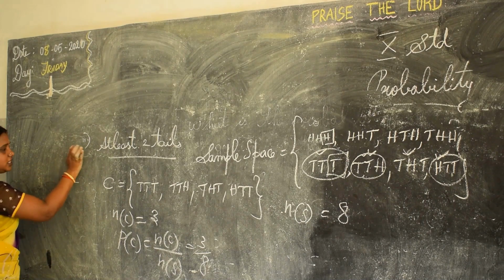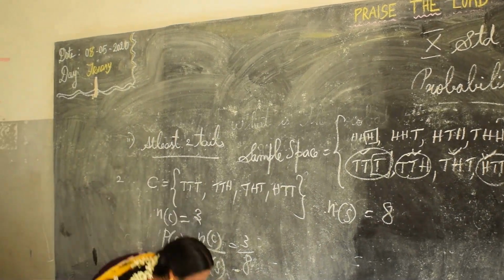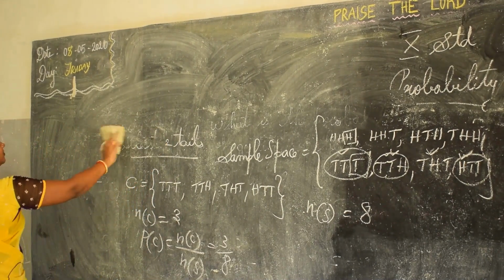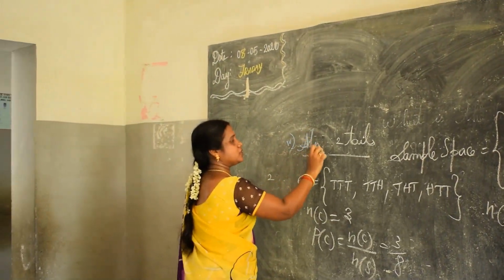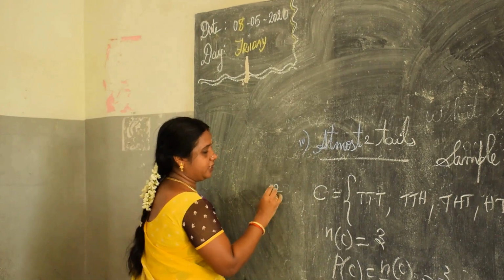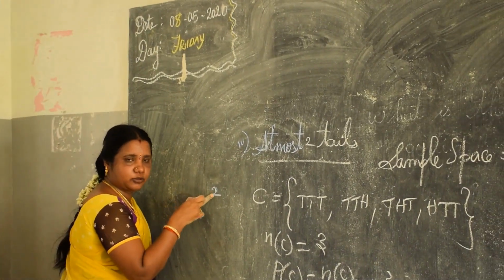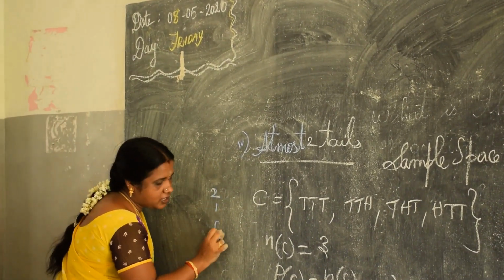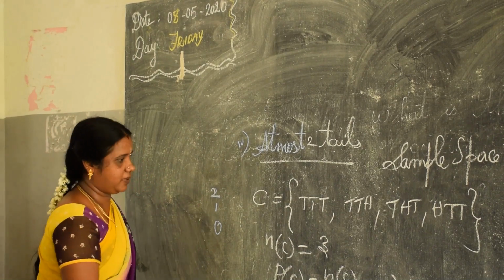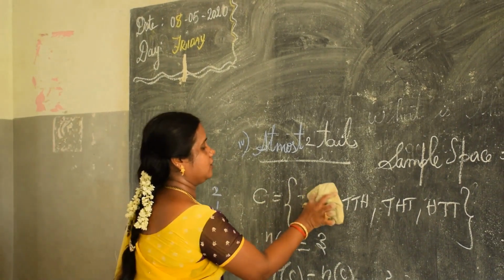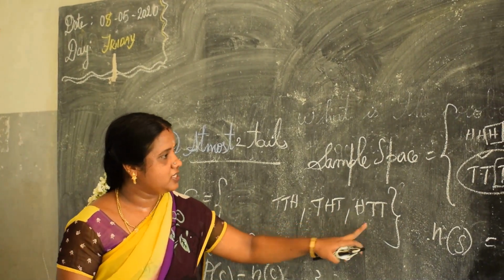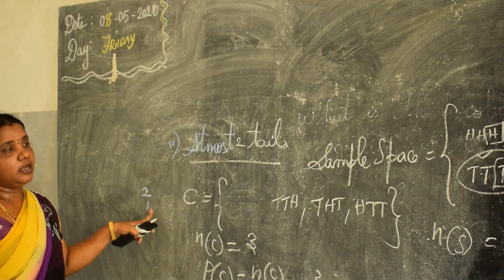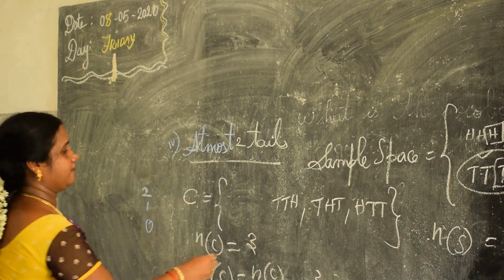Suppose it is at most, see here. At most 2 tails means adhikapatcham 2 dhaan irukkum. Appa that means 2, 1, 0, no tail. This is our sample space. That means ennellaam ezhudhalaam? See here 2 tails, TTH, THT, HTT. Then you have to write 1 tail also. Appa vera engengellaam irukku 1 tail nu paarunga.